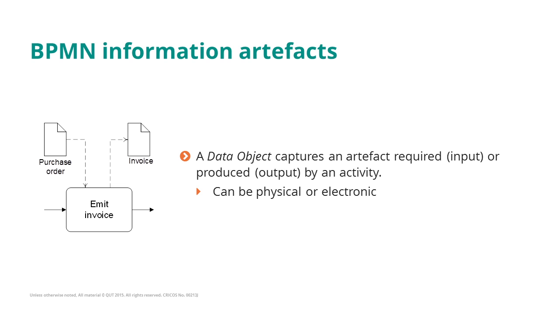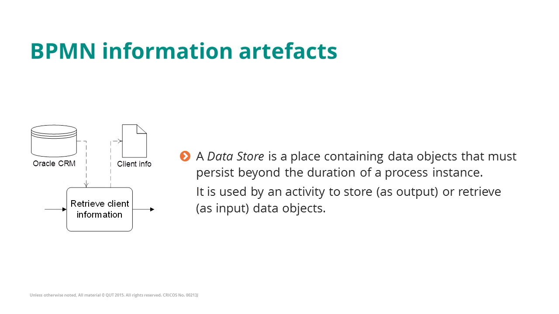Now, another element that BPMN uses is the data store. The data store is a place to be able to persist data objects beyond the duration of a particular process instance. So it is used by an activity to store documents, data objects, so artifacts in general, or to retrieve data objects. For example, we can use it to model a place to store physical artifacts, such as a file cabinet to store invoices on paper, or a system storage unit, like a database management system, that can be used to retrieve clients' information.